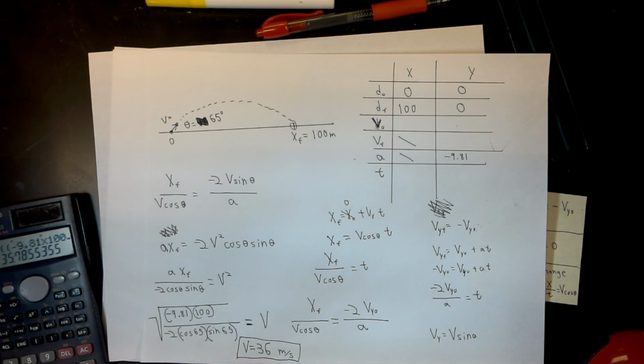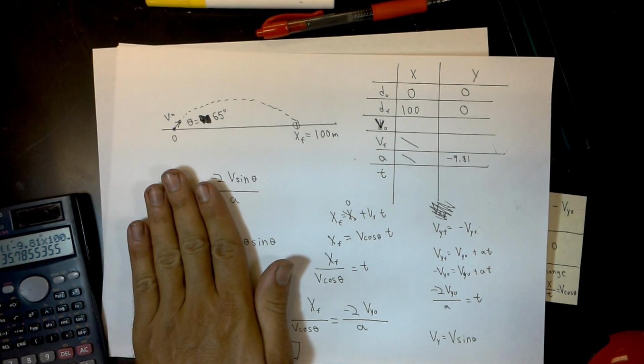Rock and roll. This is really similar to the Spud launcher. Remember, your goal or your assignment was to get an equation based on distance and angle that gives you velocity. I've said too much.